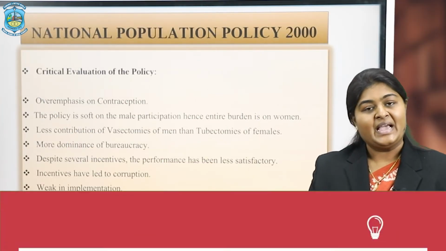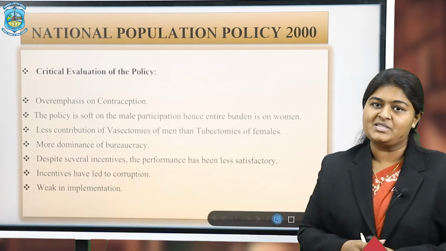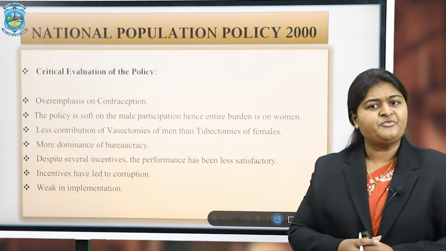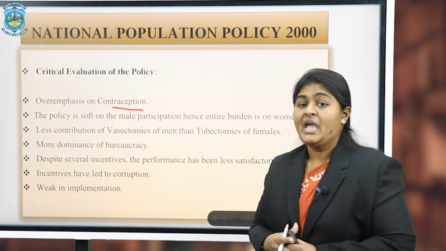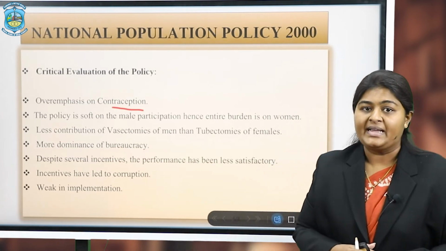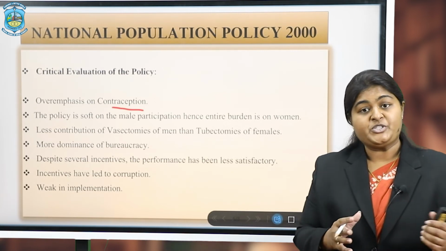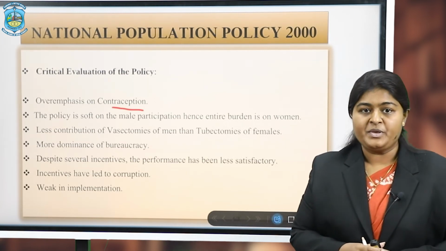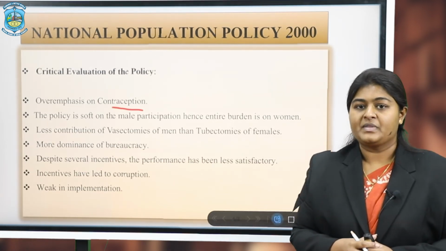Moving ahead, let us now see how the National Population Policy 2000 has been critically evaluated. Overemphasis was given to contraception, but it was observed that if the population problem is to be solved in this country, a frontal attack has to be made on poverty, especially in rural areas.